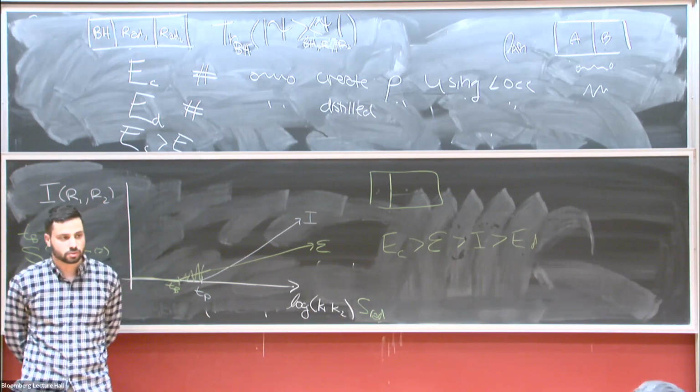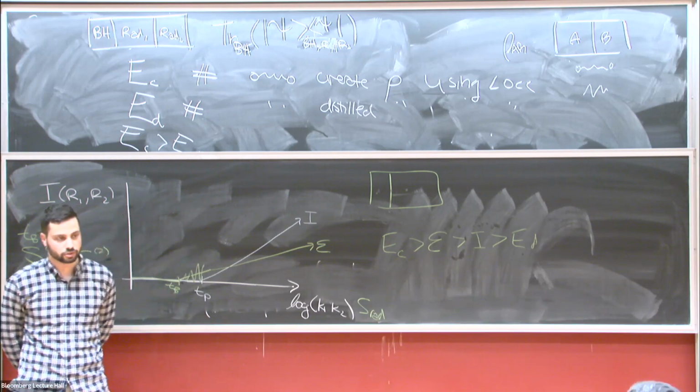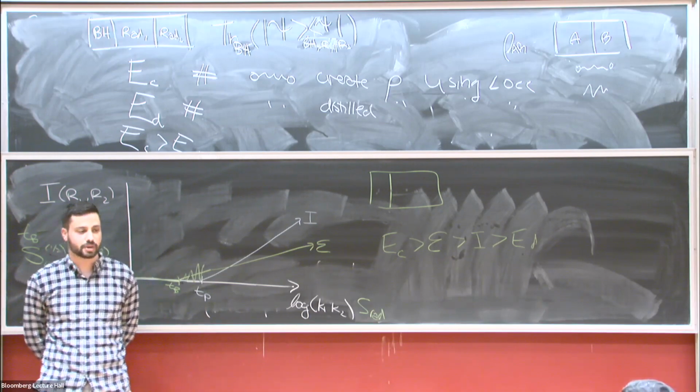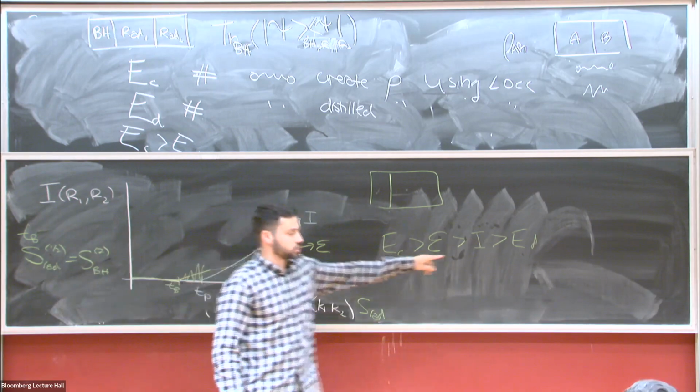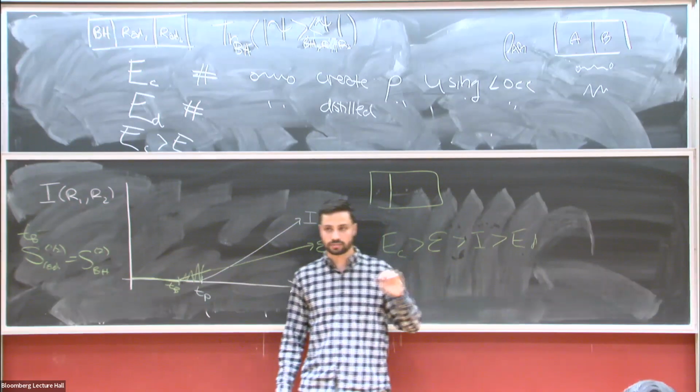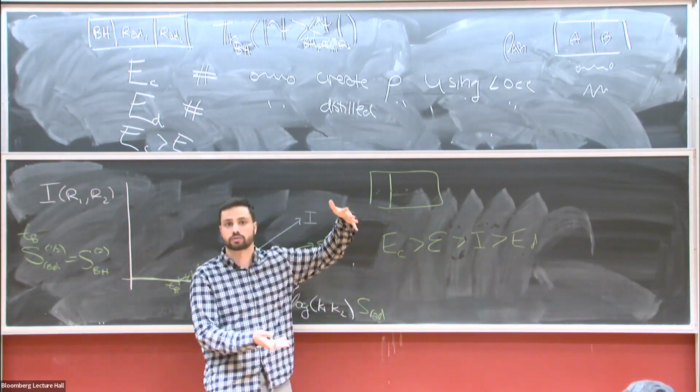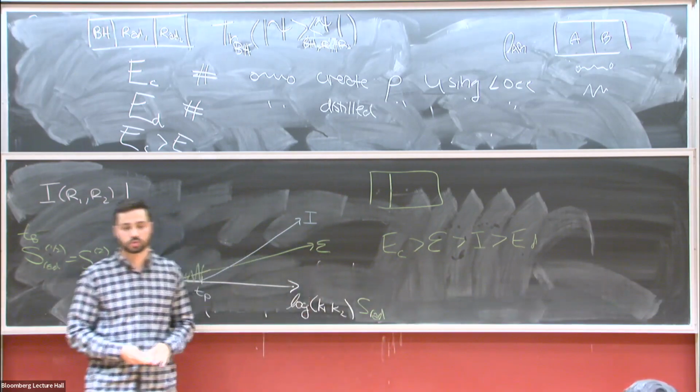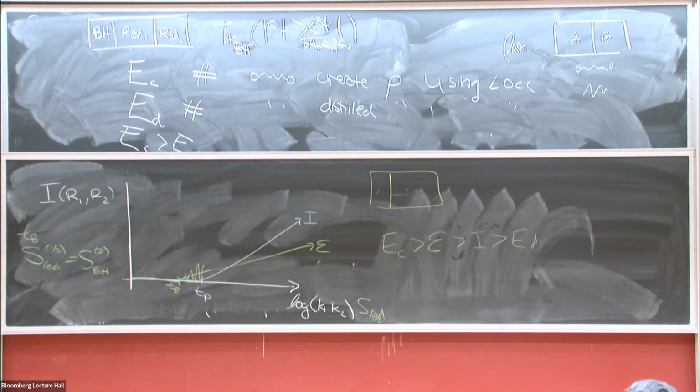And so this is what we kind of loosely call bound entanglement. In the literature, bound entanglement is when entanglement of distillation is exactly 0. But this is still some large amount of irreversibility. It's in the spirit of bound entanglement. So let me stop there. Thank you.